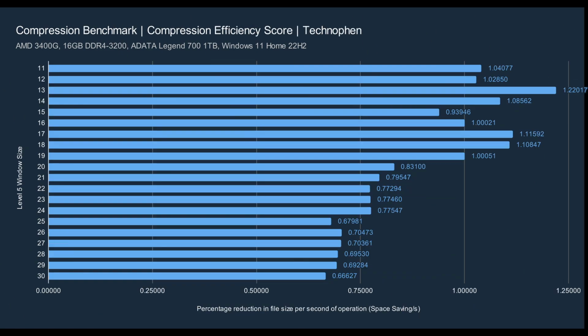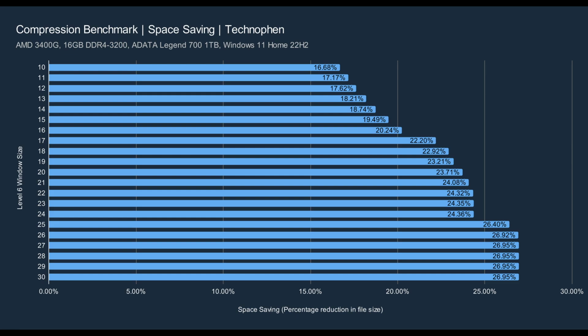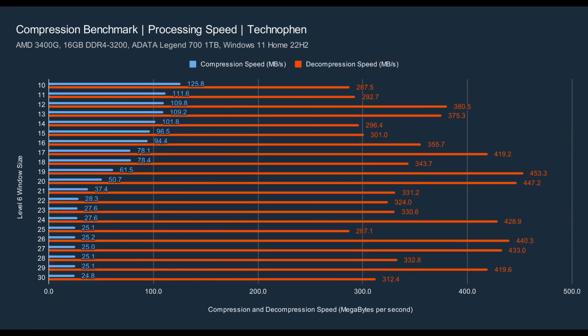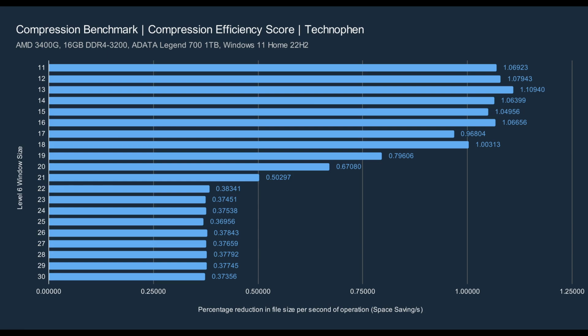We see a drop of efficiency in level 5, capped at 1.22 with window size 13. Level 6 compression results are nearly identical to level 5, a minor boost overall, but it takes much more time to deliver it and makes it way slower than level 5. It just makes it less efficient overall.